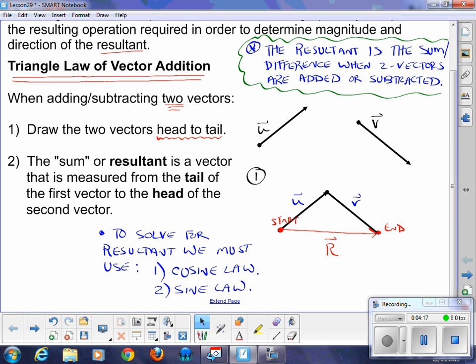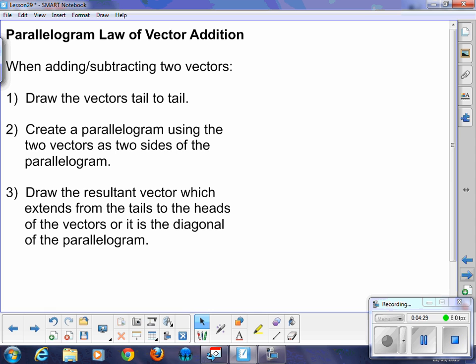Okay? So we are going to be using cosine law once and sine law once when we start solving these questions. All right? So, we need some examples. That's the only way this really works or helps out. Parallelogram law, what I'm going to do is, if you have trouble with the triangle law, I'm going to come back and talk about parallelogram law. So we're not trashing this slide.